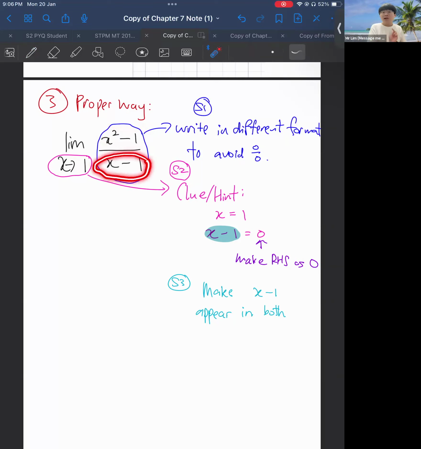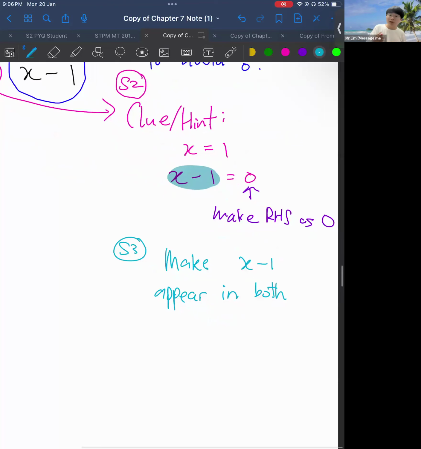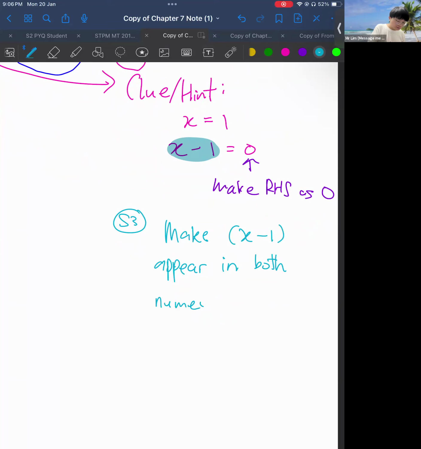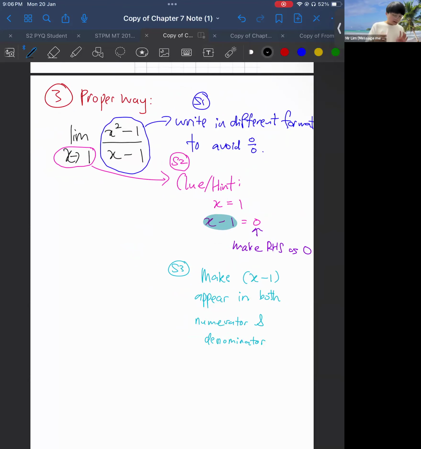Back to English. But now you see the denominator already has the x minus 1. The numerator is x squared minus 1. You do not yet see the x minus 1, but you need to use some factorization technique to get the x minus 1. Familiar, correct? Let me complete my statement first. Step 3, you want to make the factor x minus 1 appear in both numerator and denominator. So, what happens? Now let's check.